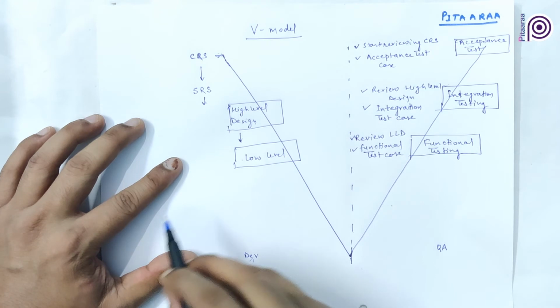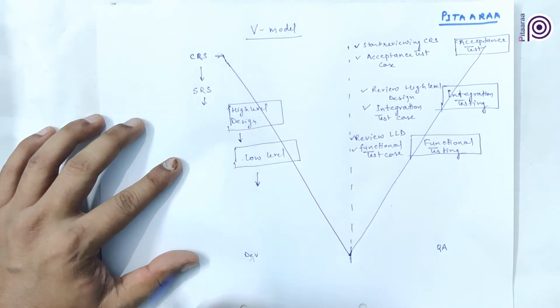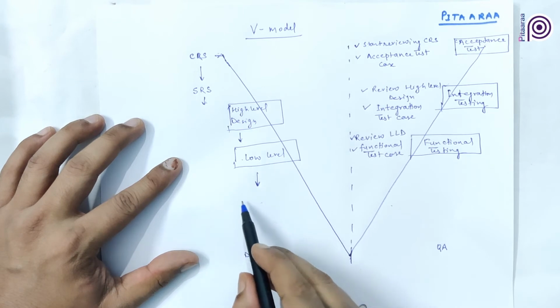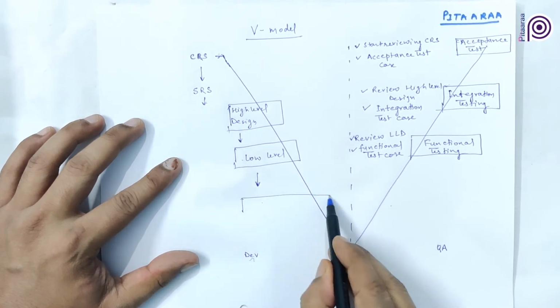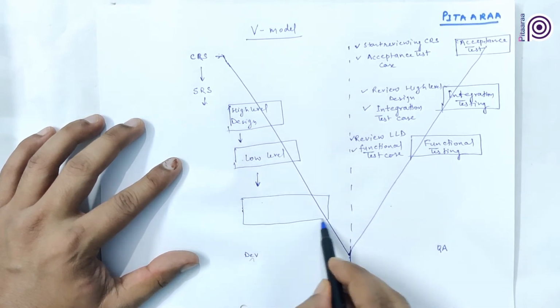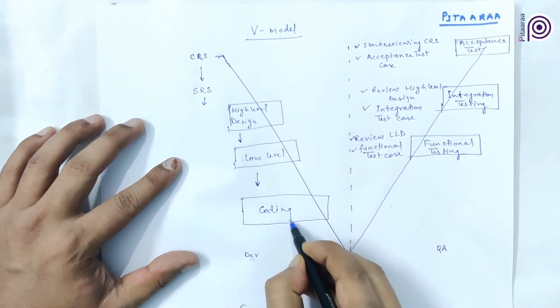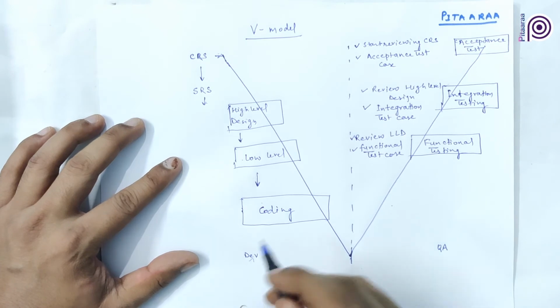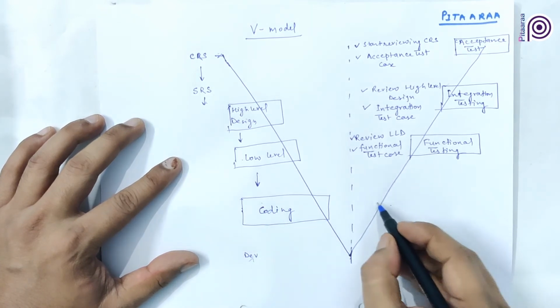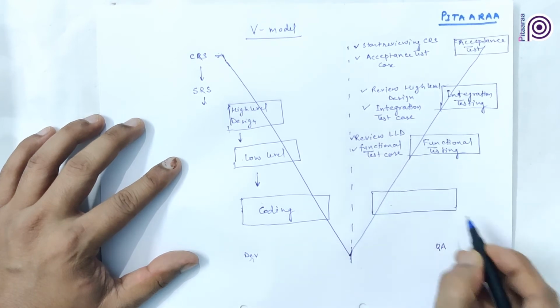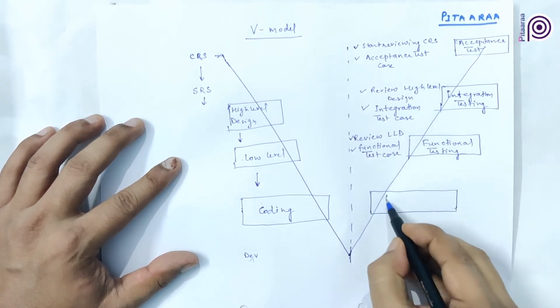Once the low level design is done, the project manager will send this low level design and SRS document to all the developers. And the developers will start coding, start developing the product. Once they start developing, at the same time, what happens on the QA side? Unit testing.